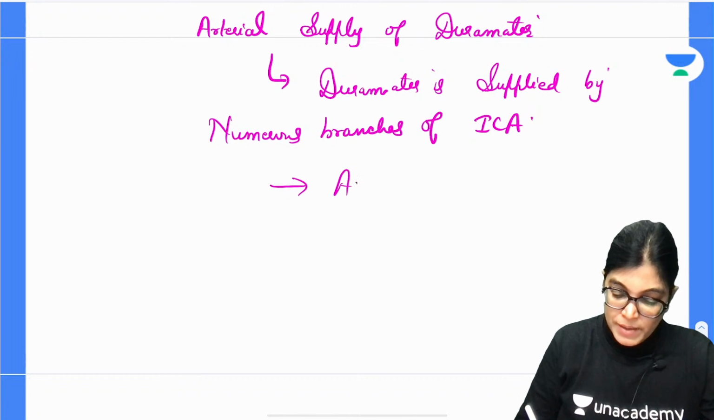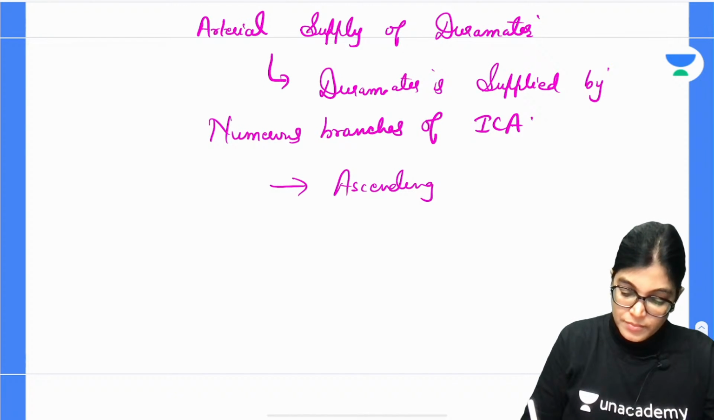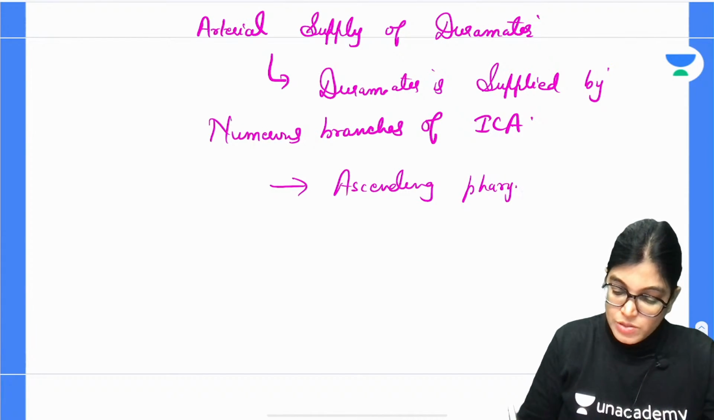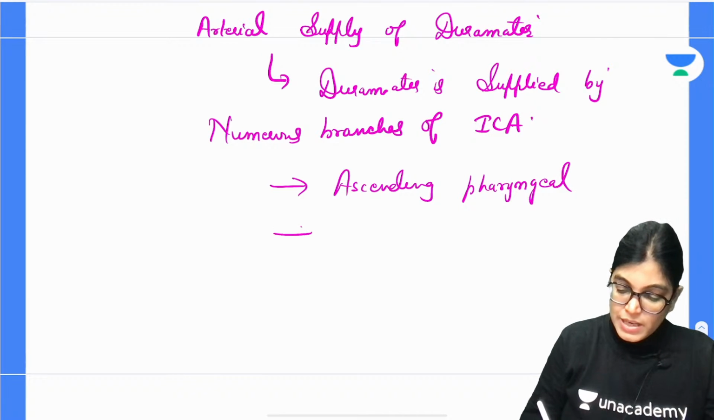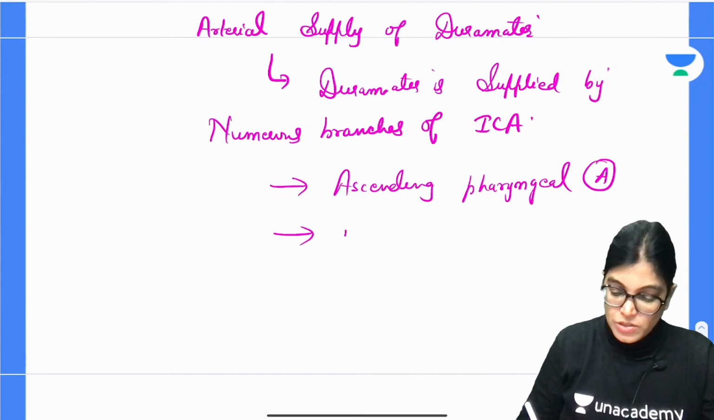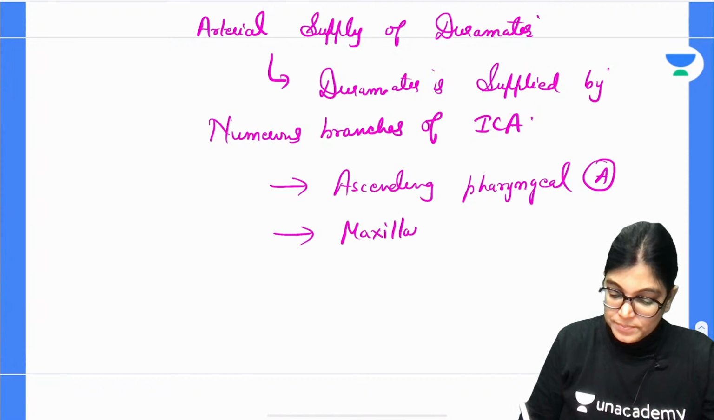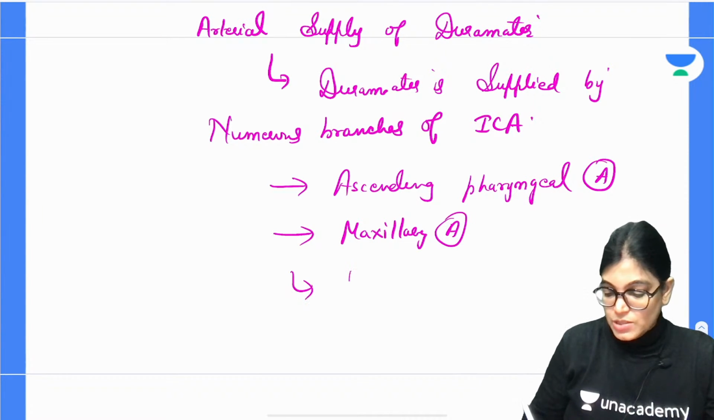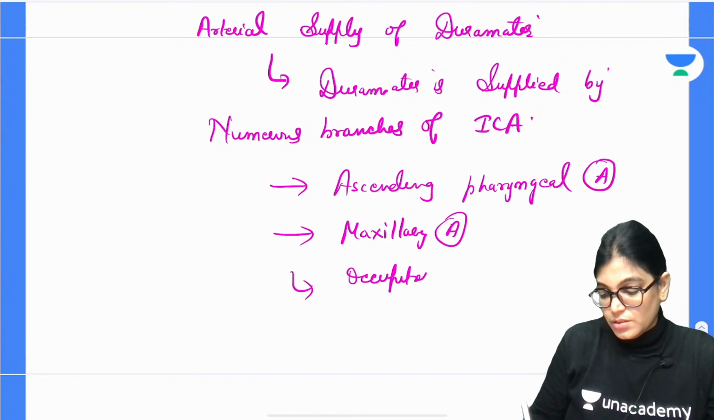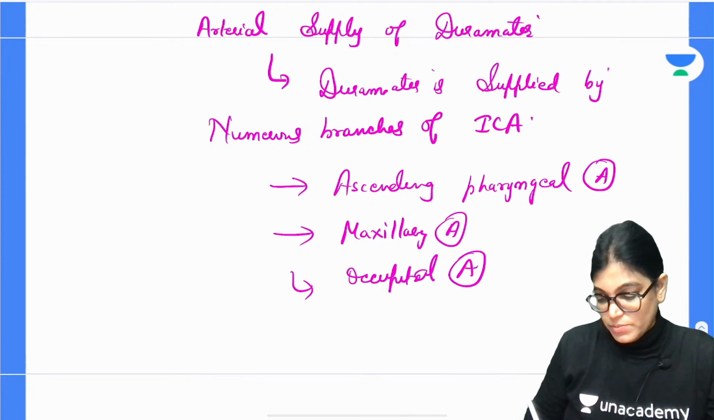The arterial supply of dura mater has numerous branches of the internal carotid arteries. It also gets blood supply from the ascending pharyngeal artery, branches of the maxillary artery, the occipital artery, and branches of the vertebral artery.